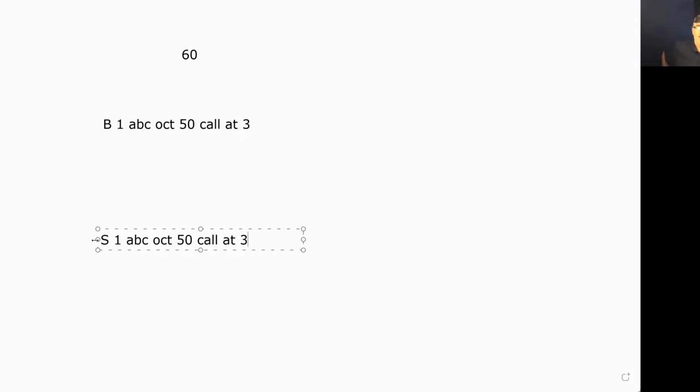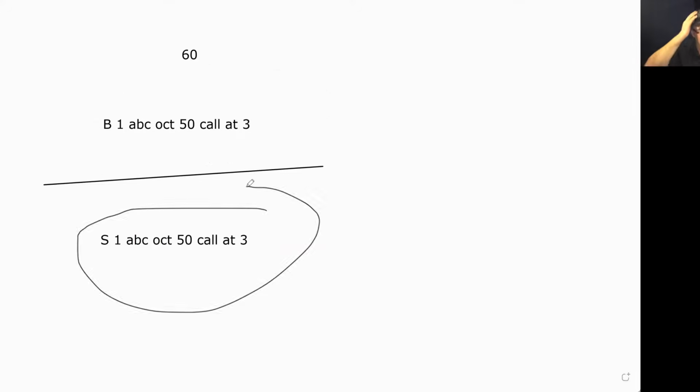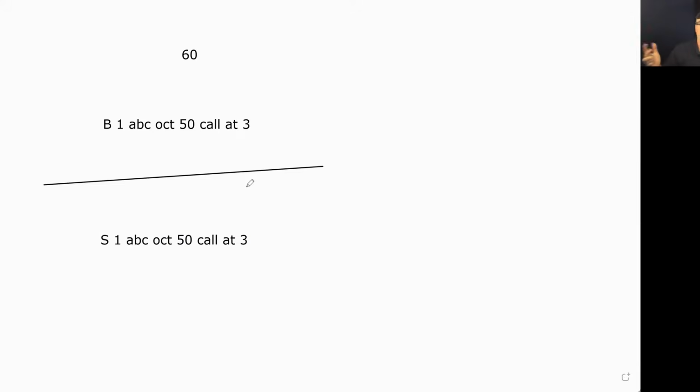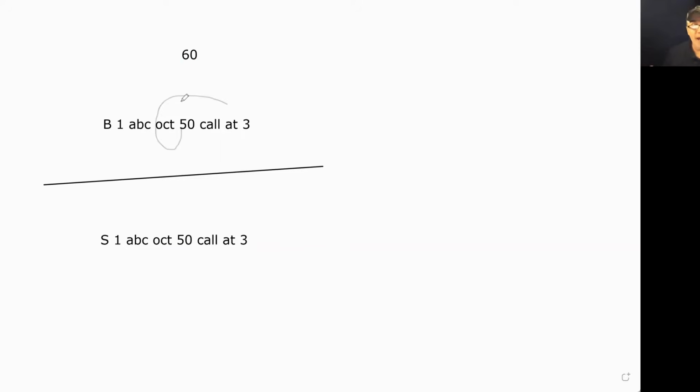But I just want to make sure you understand that this is two sides of the same contract. This is the buyer. This is the seller. You have the right. Buyers have rights. Sellers have obligations. Say that all the time. Buyers have rights. Sellers have obligations. I'll try to put a little screen up here and do it, but I don't know. Buyers have rights. Sellers have obligations. I am obligated to sell you stock at 50 when you tell me to. You have the right to buy it at 50 if you wanted to. You don't have to, but you can.